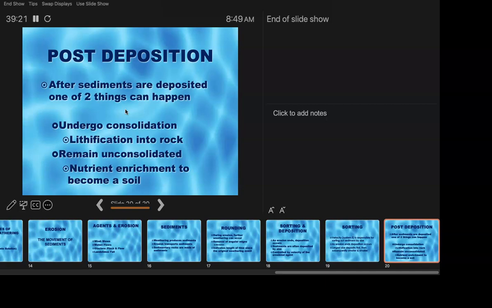So, as I said, it can remain unconsolidated and become a soil, get enriched with nutrients. Soils are another one of those chapters that we don't always get to in the semester. I don't think we're going to get to it this semester. So real quick, what's the difference between dirt and soil, or sediments and soil? Short answer is nutrients. You're not going to plant a pretty flower or a tree in plain old dirt. It doesn't work. You've got to go to the store and get your topsoil, your potting soil, whatever you and your family call it. You've got to put fertilizer in there. So that's another road that it can take.